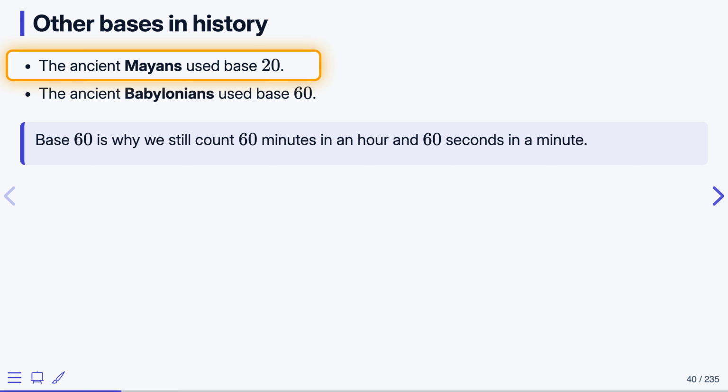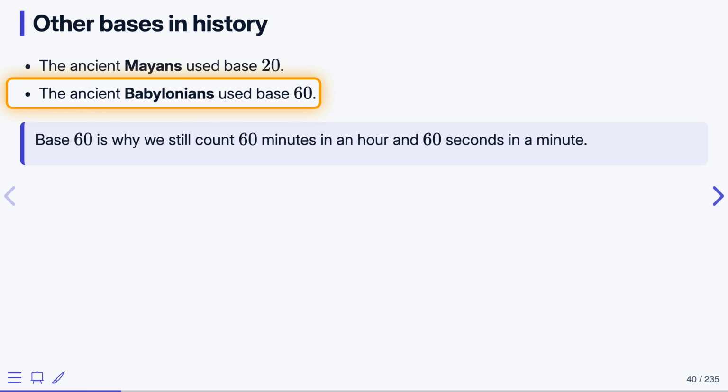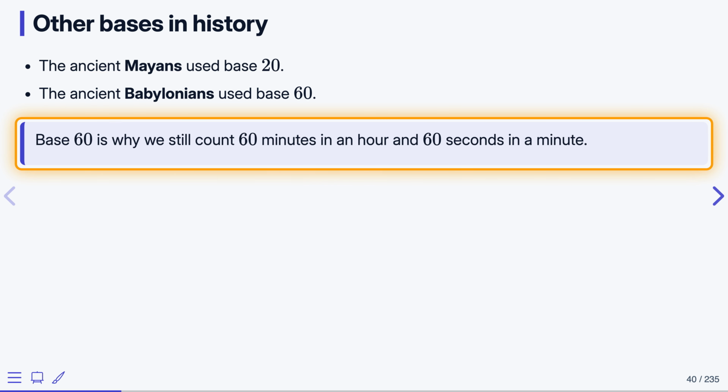History is fun here. The ancient Maya used base 20. The ancient Babylonians used base 60. And that choice is still with us. Base 60 is the reason we count 60 minutes in an hour and 60 seconds in a minute. A 4,000-year-old habit still on your wrist.